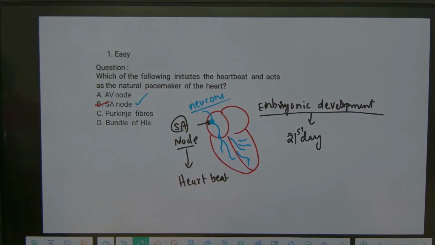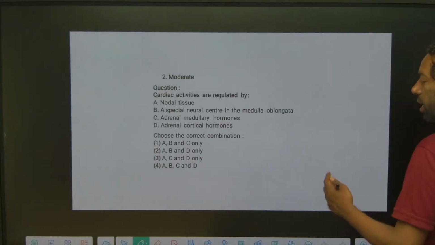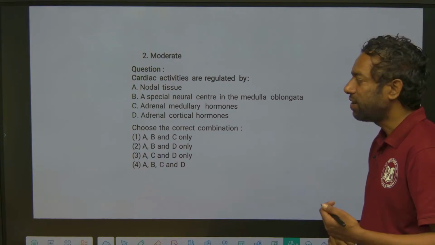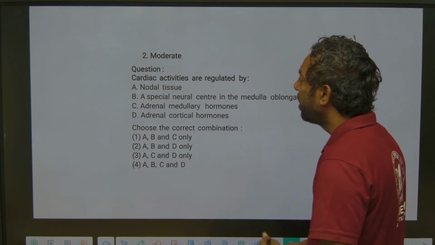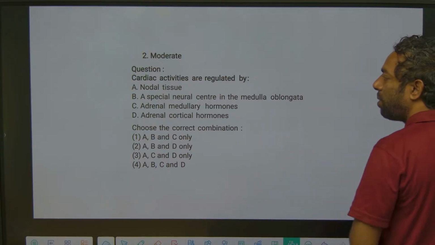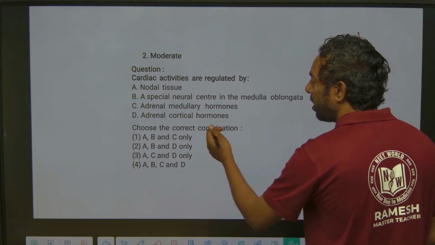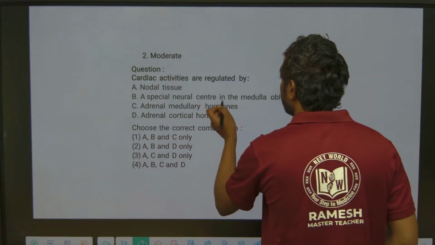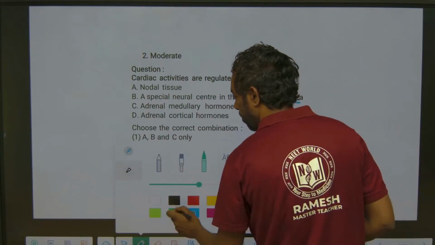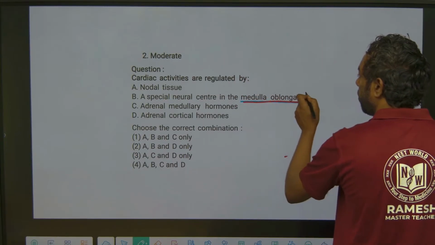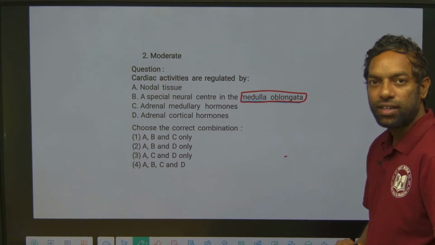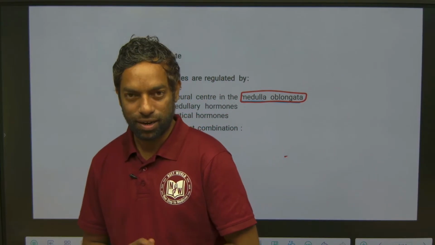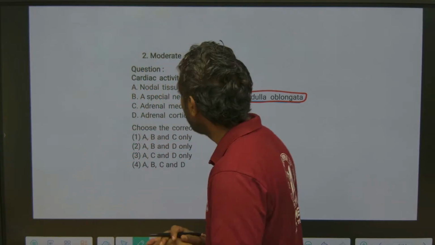If we come to the next question, it is a moderate question. Cardiac activities are regulated by: nodal tissue, special neural center at medulla oblongata, adrenal medullary hormones, adrenal cortical hormones. Of course, the special neuron center at the medulla oblongata can regulate heart rate. The medulla oblongata is directly in contact with the heart, so it can regulate heart rate.